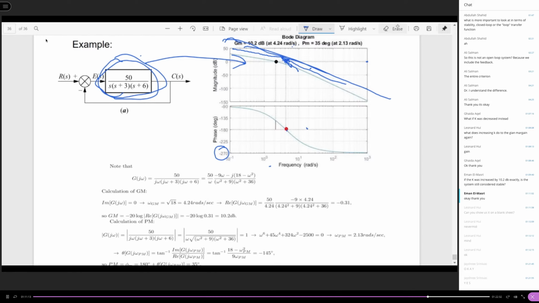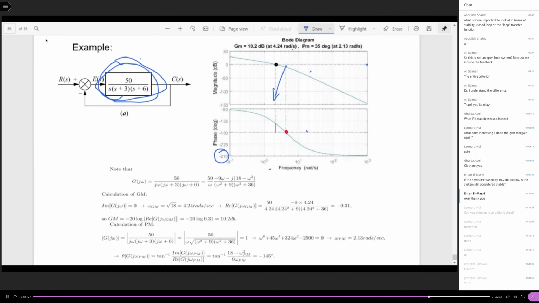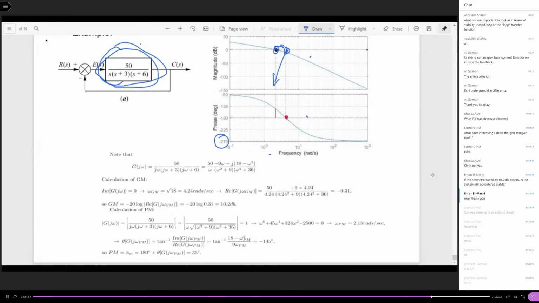Call the margin. You see, again, let me go back here. This is how much you can raise the gain, right? Because you keep raising the magnitude, and the 0 dB crossover keeps moving to the right. When you raise it by 10.2 dB, this point is right at this point. And if you continue to raise k, then the system will not be stable.